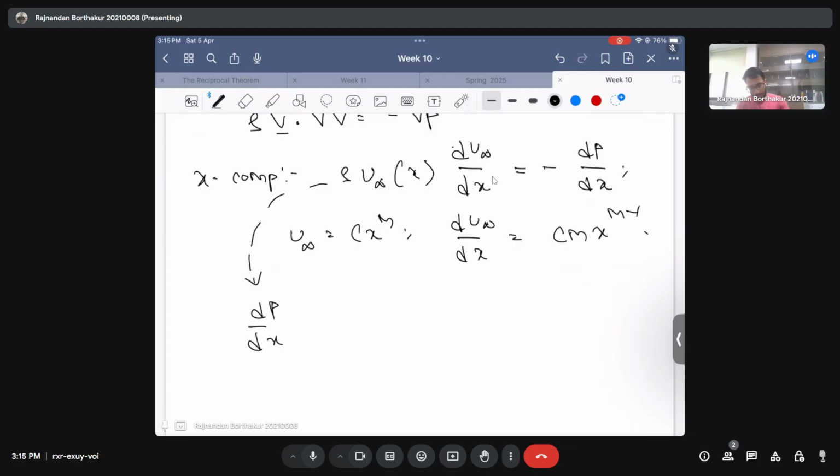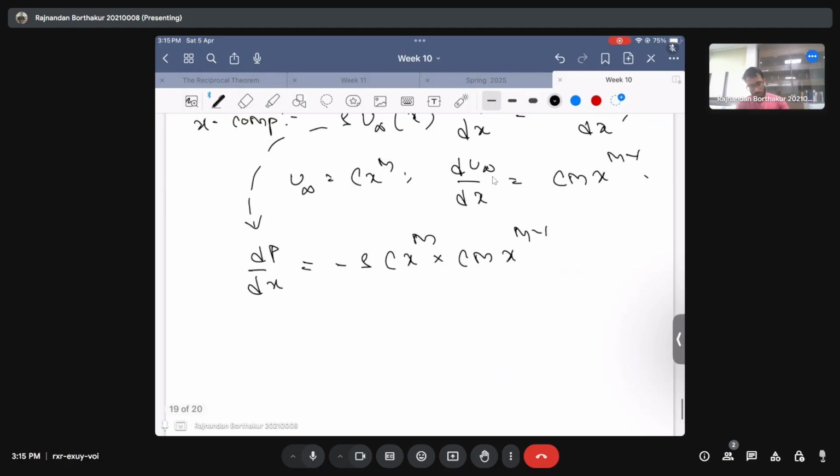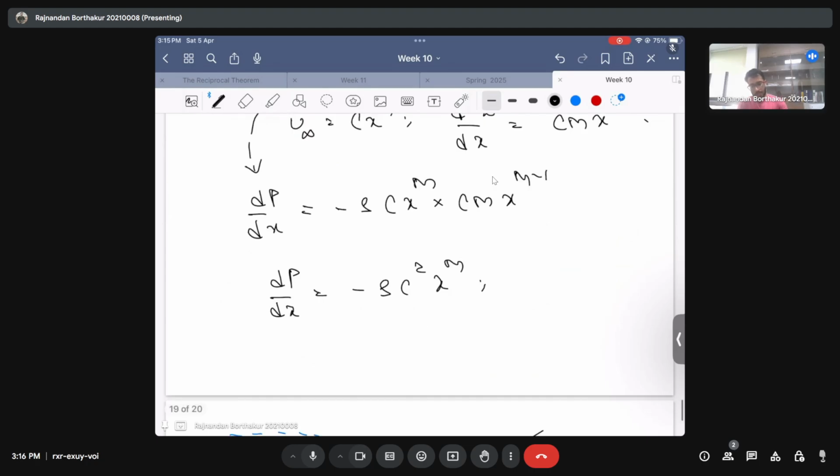So I get dp dx as equal to minus rho u infinity, which was c x to the power m, du infinity by dx, which was c m x to the power m minus 1. So this means that I get dp dx as what? So I get it as rho times c square x to the power m. Okay, that's it. So that's the pressure gradient that we get.